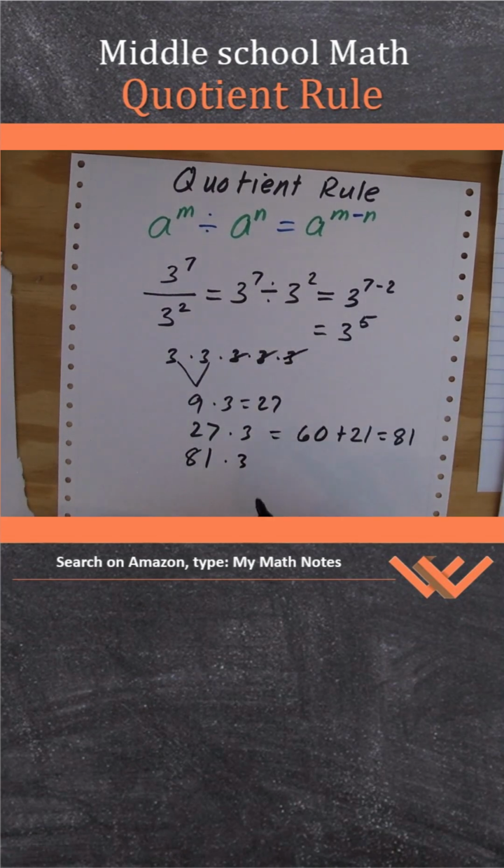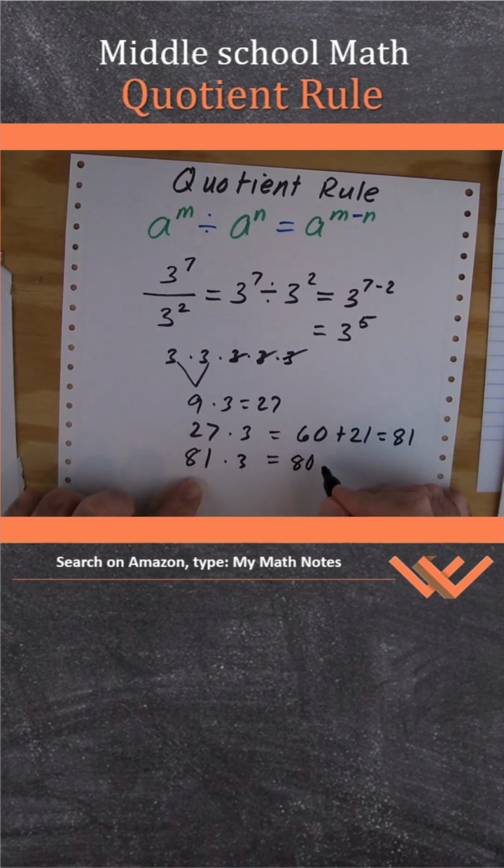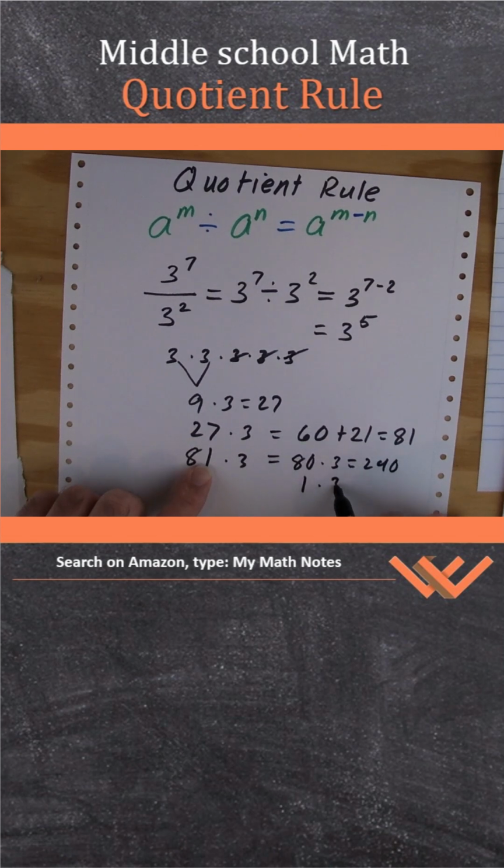There we go. I can say 3 times 8 is 24, so 80 times 3 is equal to 240. And then I have 1 times 3, which is equal to 3. So that's going to equal 243.